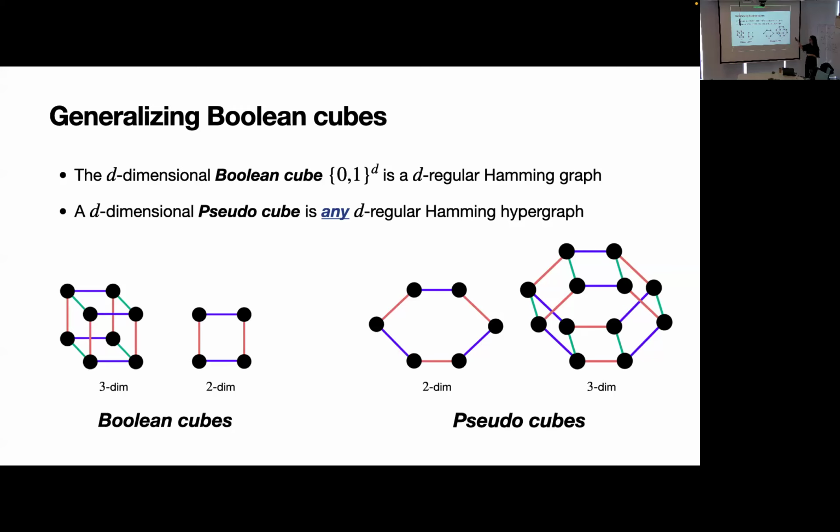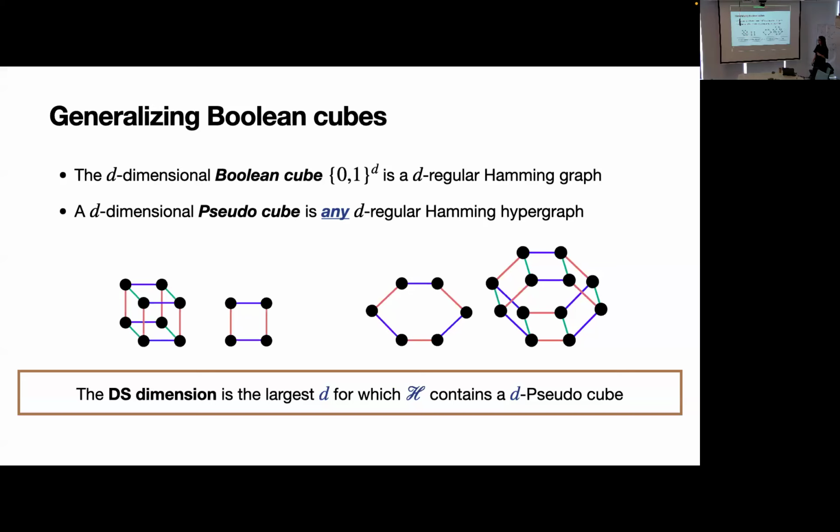So again, the key property is that all nodes have exactly d edges. Any questions about the definition? Okay, good. So now we can define the notion of the DS dimension.